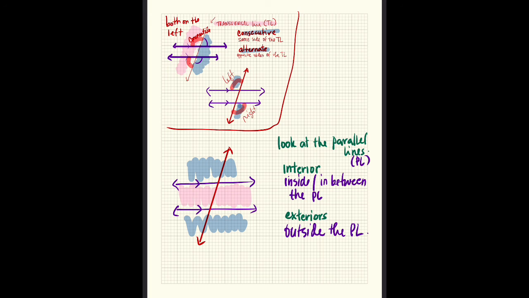So that's it. When we're talking about consecutive or alternate, look at the transversal line. When we're talking about interior or exterior, you look at the parallel lines.